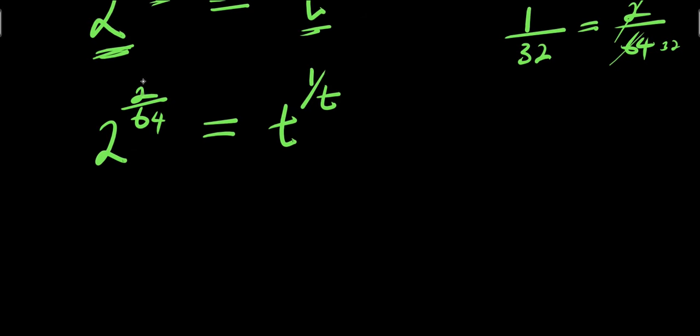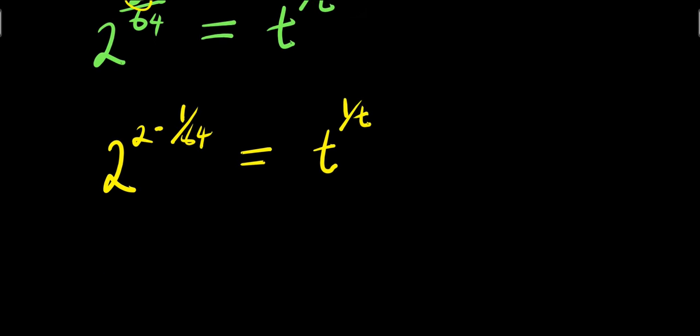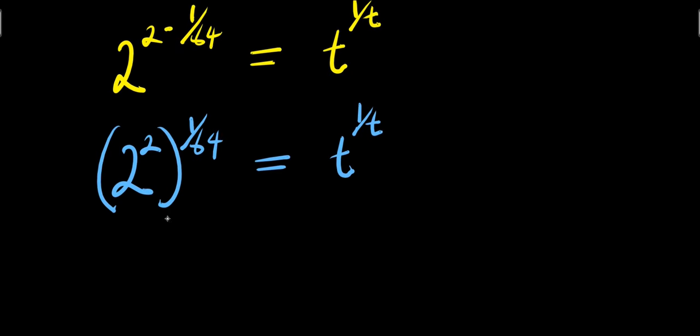From here, I can factor out 2. I have 2 power 2 times 1 over 64 equals t power 1 over t. I can have 2 power 2 raised to the power of 1 over 64 equals t power 1 over t. So from here, 2 power 2, this is 4 power 1 over 64 equals t power 1 over t.